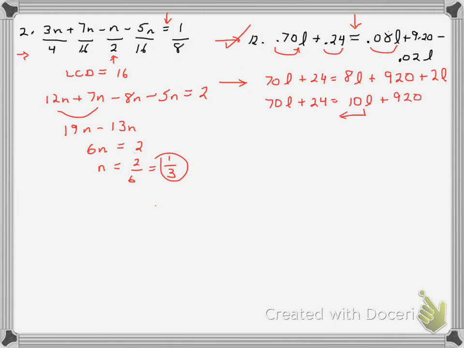I'll take my variable to the left side. 70 minus 10 would be 60L. I'll take my number to the right side, minus 24. 10 minus 4 is 6. 11 minus 2 is 9. 8. Okay. And we'll divide 896 by 60. Goes in one time, leaving me with 296, and goes in 4, let's see.